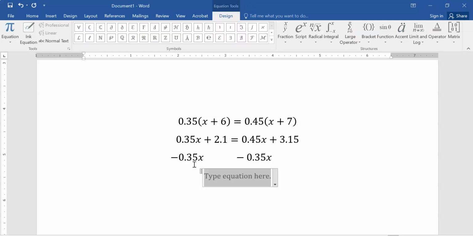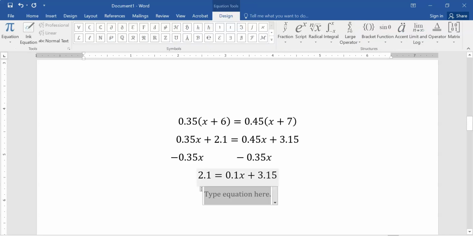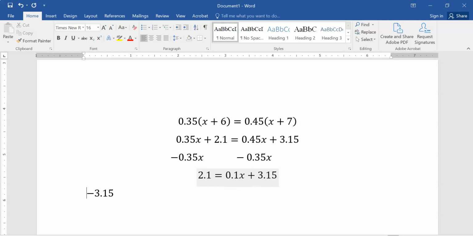Okay, we'll end up with 2.1 is equal to 0.1x plus 3.15. At this stage, we've got to get rid of this 3.15 from the right-hand side. So subtract 3.15 from the right-hand side. If I do that, I need to subtract from the left-hand side as well.